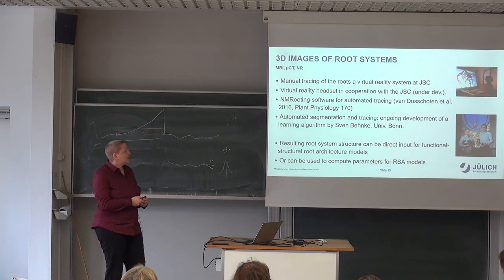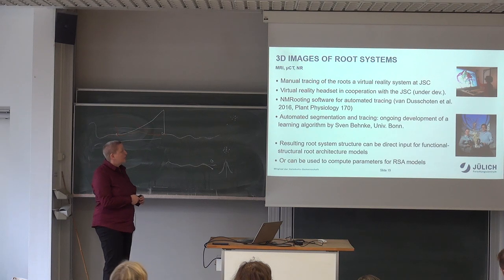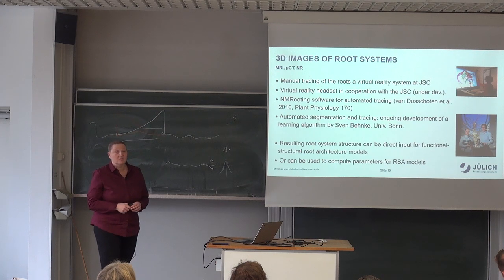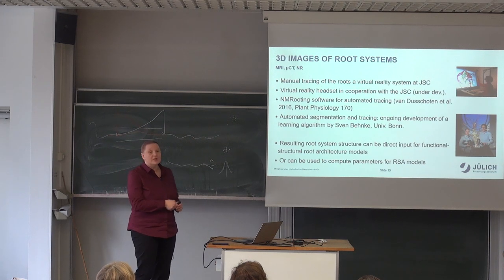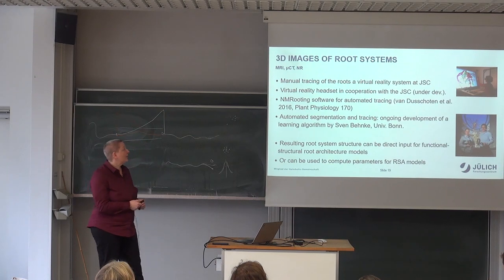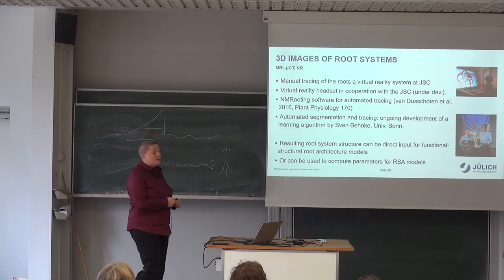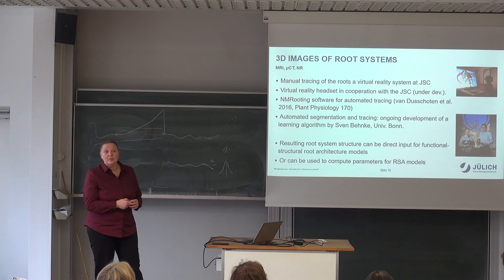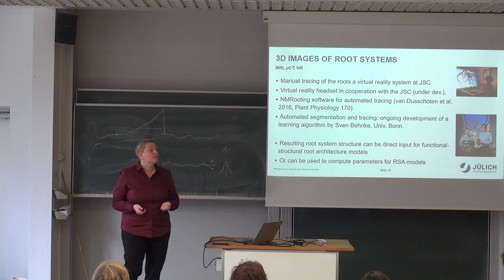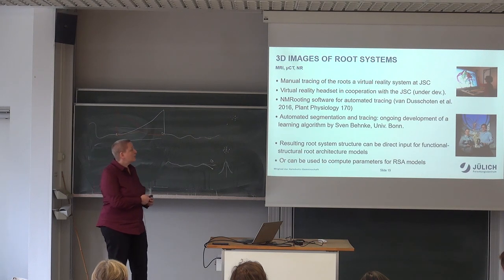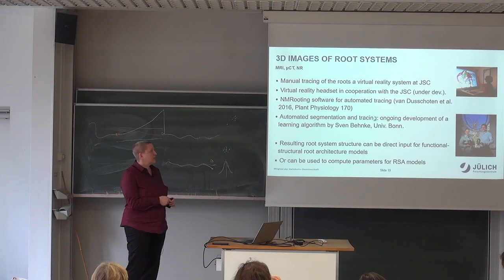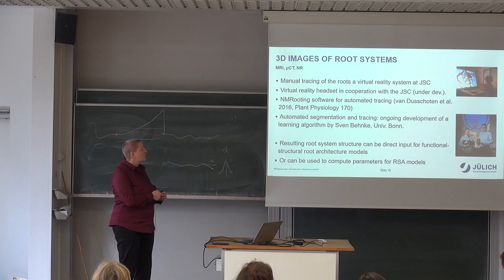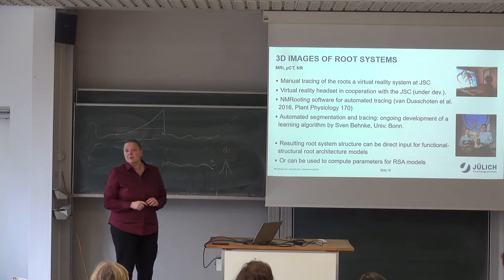In addition, there is software developed at IBG2 called NMRooting, which also works well with some of our root systems, and we have good collaboration with Daniel Pflugfelder there. Also, there is an ongoing collaboration between Jülich and the University of Bonn with the group of Sven Behnke, with the goal to develop an automated segmentation and tracing, which would improve the NMRooting software.